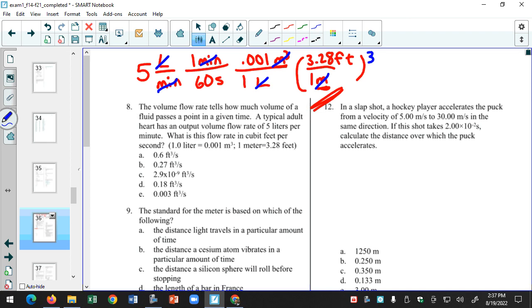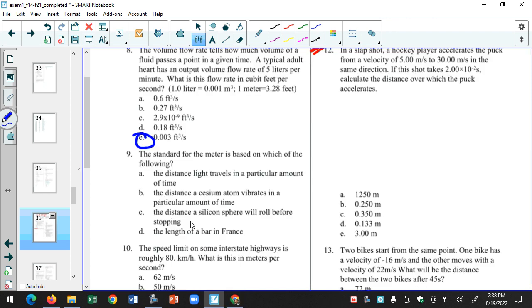So it's going to be pretty small. Is the answer E here? Yeah. All right, so E is the answer: 0.003 cubic feet per second. Okay? What's the meter? Light. The meter is light, right. It's the distance that light travels.